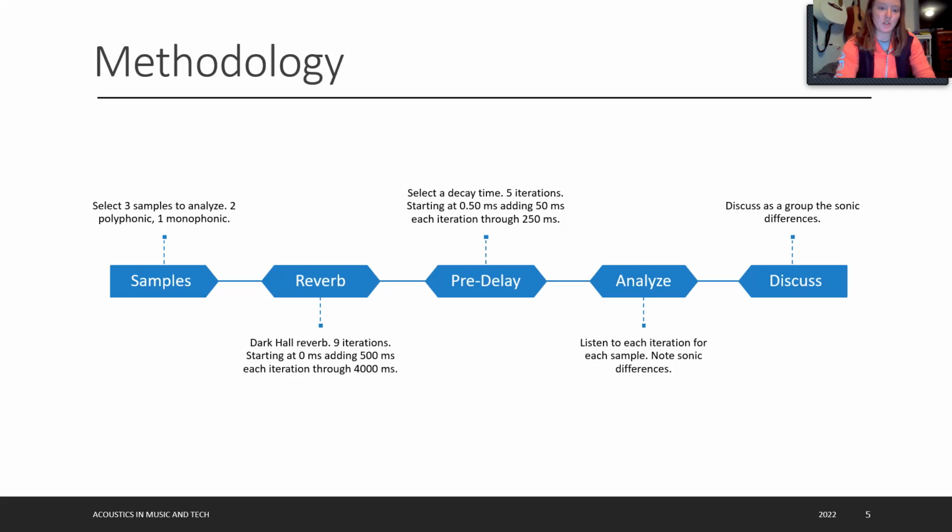And the second parameter we chose to work with was the pre-delay time. So we all individually selected a decay time. I know mine personally was 3,000 milliseconds. Scott and Jarrell can speak towards theirs if need be. But we started at 0.5 milliseconds, which is the lowest time that Ableton Live will allow for. And then we iterated through to 250 milliseconds, adding 50 milliseconds each time.